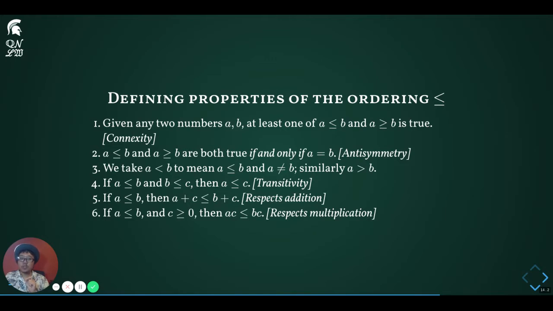Second, if two numbers are such that either is less than or equal to the other, then the two numbers are equal. This is called the antisymmetry of the ordering. The third point is less of a property, but more of a definition. The fourth point is called the transitivity. It says that the ordering is unidirectional and cannot go around in circles. If A is less than B and B is less than C, then A is also less than C.